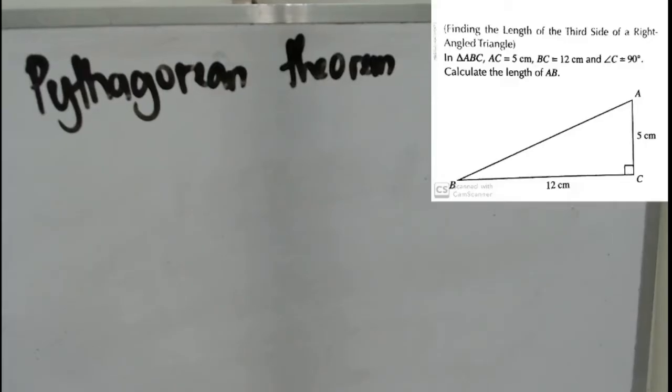On our first example, let's have here the triangle ABC, wherein AC is equal to 5 cm, BC is 12 cm, and angle C is 90 degrees. Calculate the length of AB. Again, for us to be able to use the Pythagorean theorem, we make sure that the given triangle is a right triangle. Having angle C as 90 degrees, we can now conclude that triangle ABC is a right triangle. So we can now apply the Pythagorean theorem.